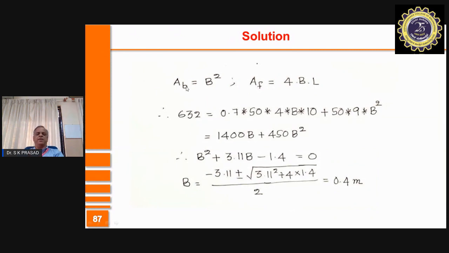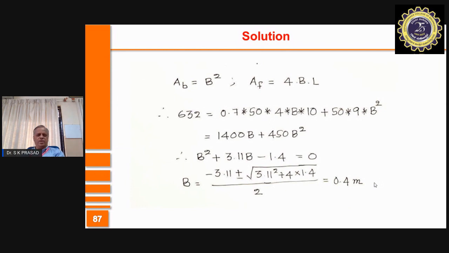So if it is a square pile, Ab is equal to B squared. Okay. As is equal to 4BL. And hence, I substitute this value and I get a quadratic equation in terms of B. Solve this and you get B is equal to 0.4 meter. So this is all the solution, which is very simple.